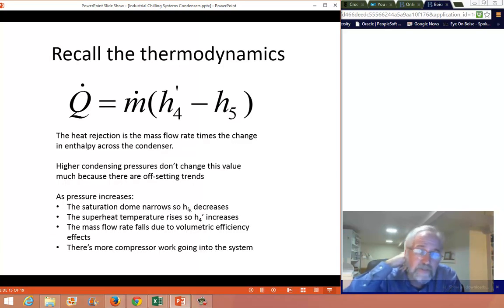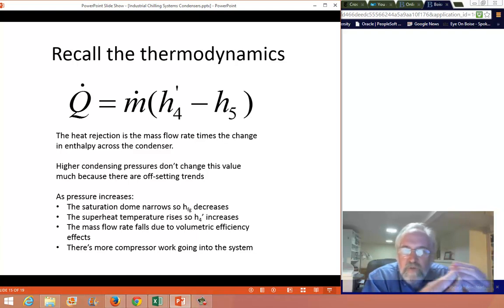Remember the thermodynamics. This is the amount of heat that needs to be rejected. That's the mass flow rate of the refrigerant times the difference in enthalpy between the entrance of the condenser, the exit of the compressor, and the exit of the condenser, which is that saturated liquid coming out of the condenser at the end. So it's mass flow rate times the change in enthalpy. It's a little more difficult to figure out how condensing pressure affects that. And it turns out, at least in the studies I've looked at, there's not a strong relationship. In other words, it's pretty flat.